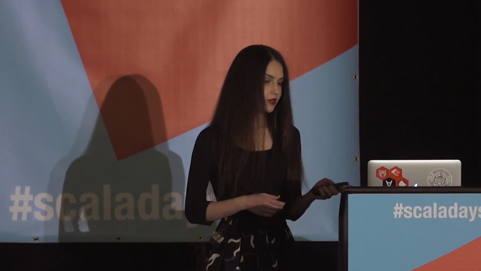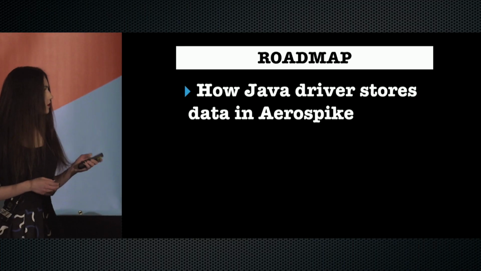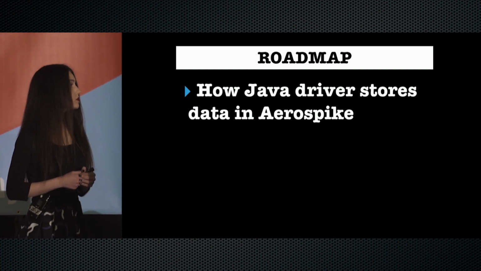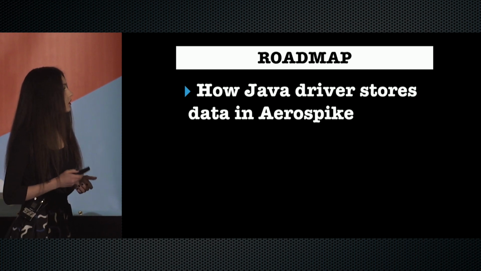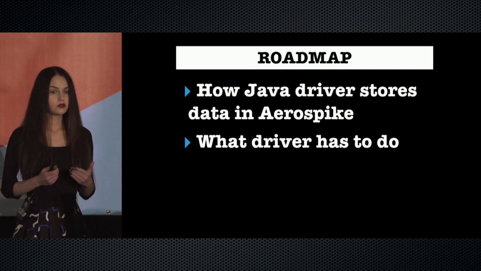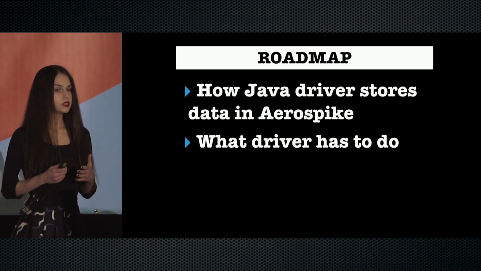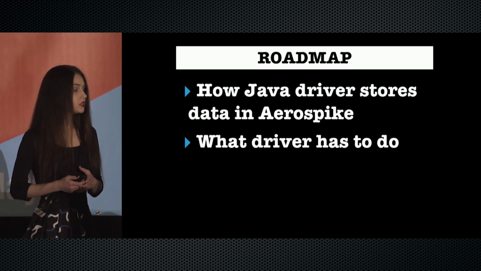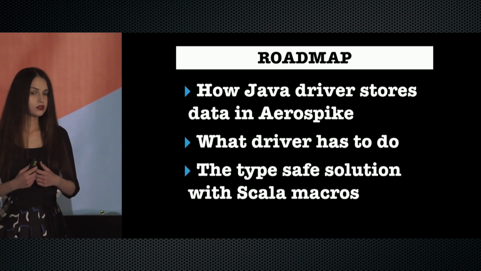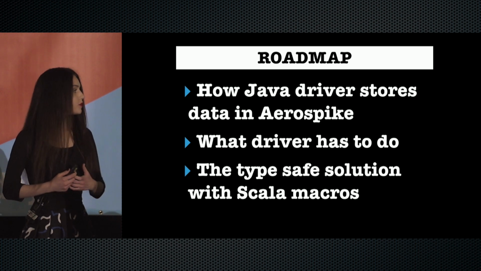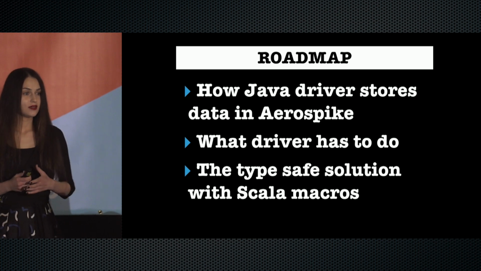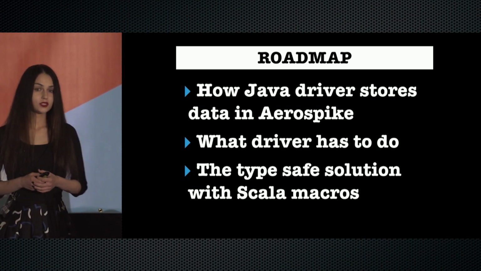So, roadmap for today. First, I would like to tell you about Aerospike and how we store data in it. After, I will explain what I think a schemaless key-value data storage driver has to do and why it is so important to operate with types in Scala. And finally, I will show you my solution for these issues implemented with Scala macros. My talk will take about 30 minutes, and I will leave time at the end for the questions.